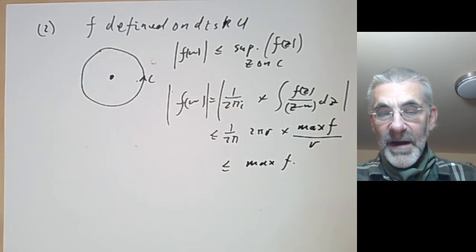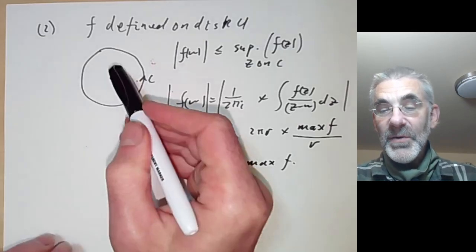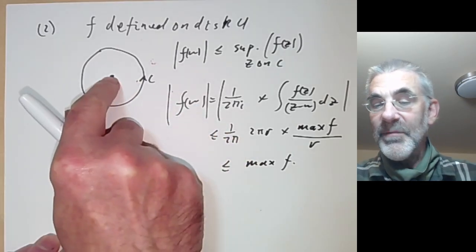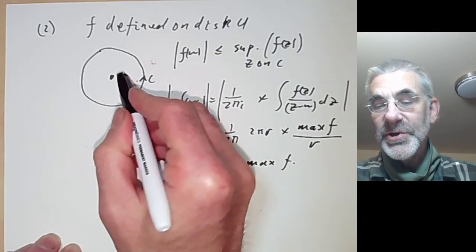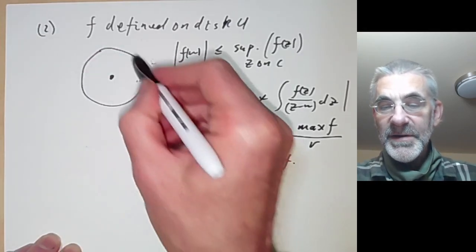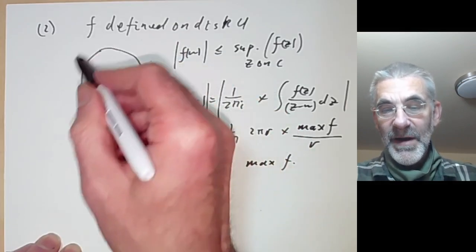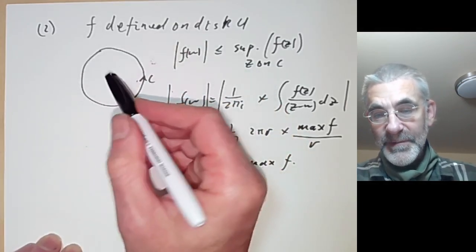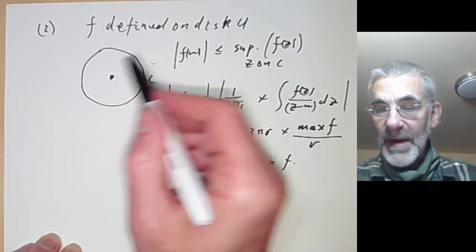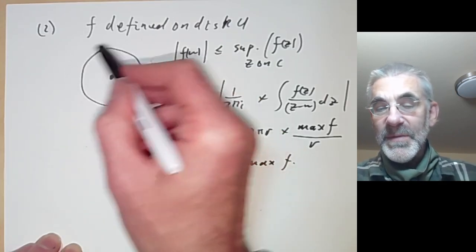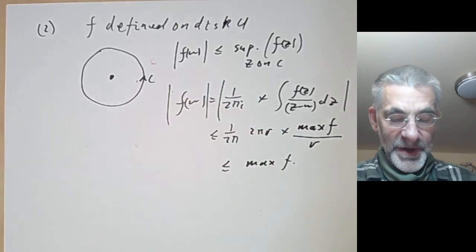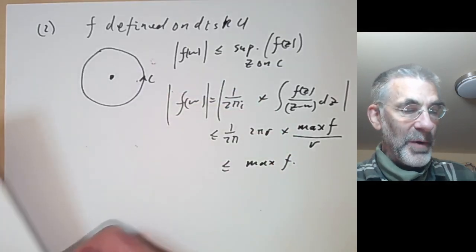In fact, something much more general is true. First of all, we don't need to take the point at the centre of this circle. It can be any point inside this region. And secondly, the path doesn't actually have to be a circle. It can be any path, and we find that a holomorphic function is bounded by the supremum of the values on the boundary. That more general version we'll probably show later.